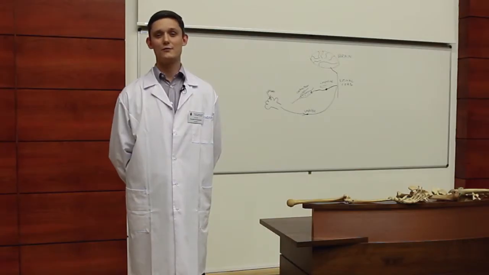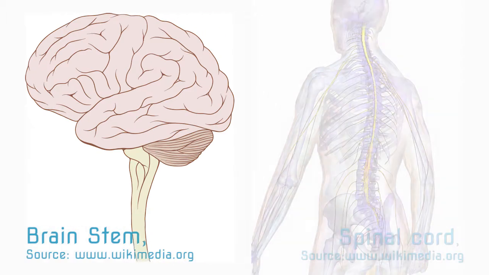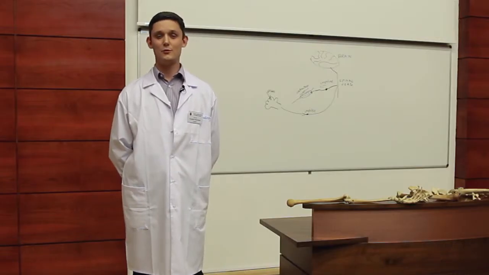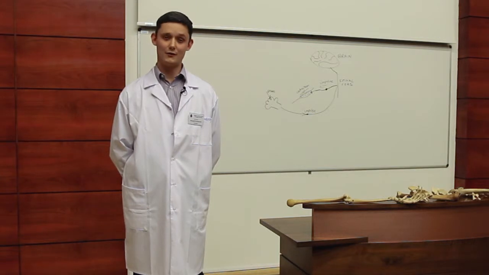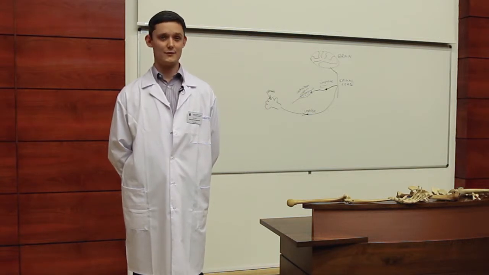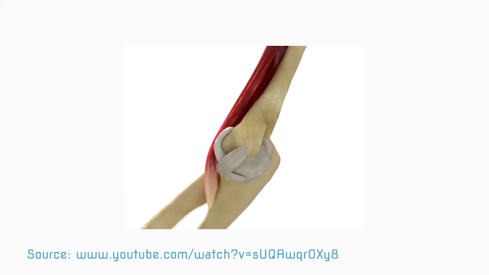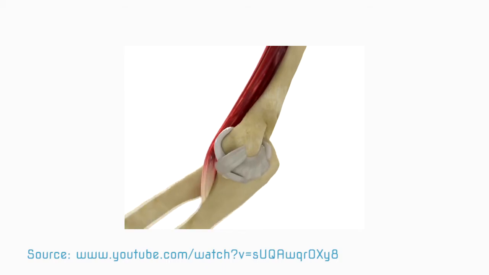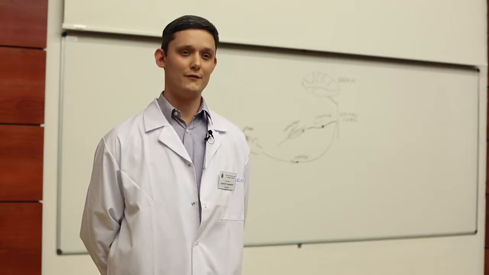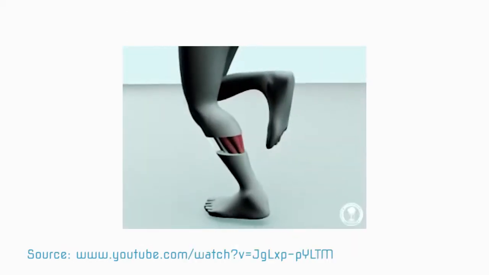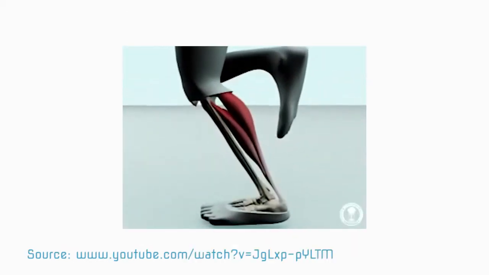The signal that will trigger the muscles to contract travels from the brain stem to the spinal cord, and then from the spinal cord to one of the spinal nerves. From the spinal nerves, it moves further along the line to peripheral nerves, which directly innervate muscles, tendons, ligaments, and bone. At the end of a peripheral nerve, there's a place called the neuromuscular junction, the connection between a nerve and the muscle.